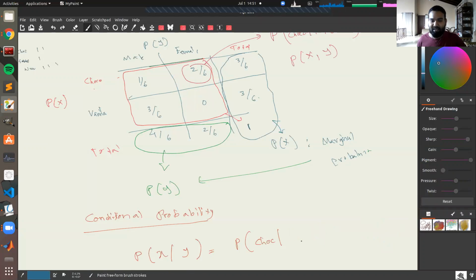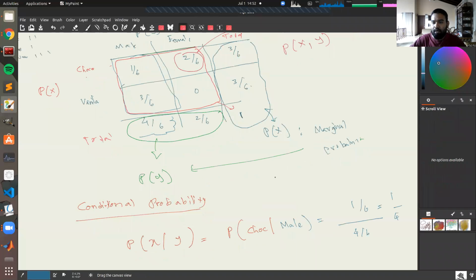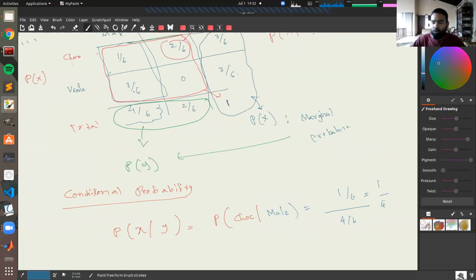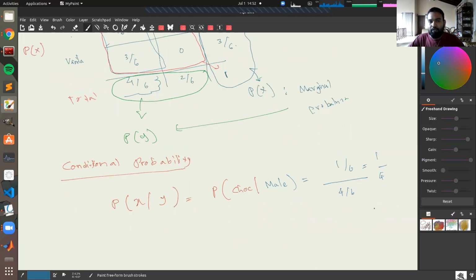Let's actually take the other example, chocolate and male. Given you're male, we have to look at this column. What's the probability you like chocolate? Out of all the people who are male, that's 4 over 6, the total male. Out of all the men, how many like chocolate? 1 over 6. So you can see that will be 1/4. So 1/4 of the guys like chocolate. There were a total of 4 guys here, and 1 out of the 4, Gihan, likes chocolate.